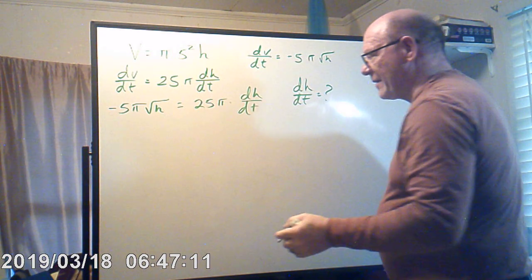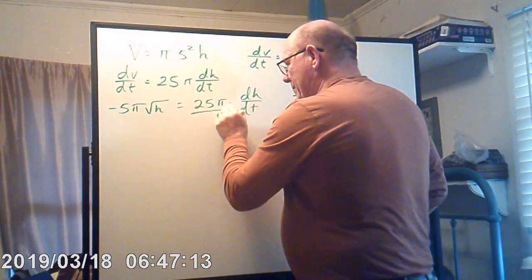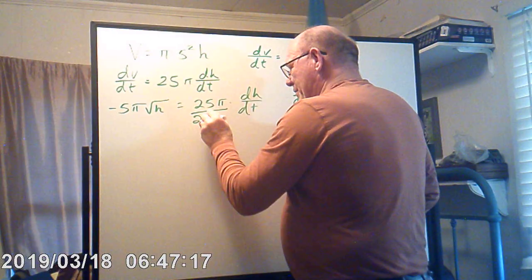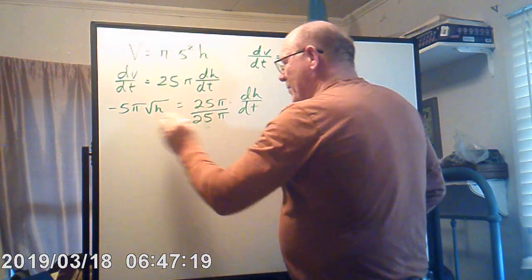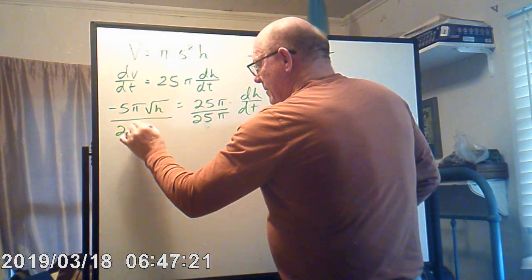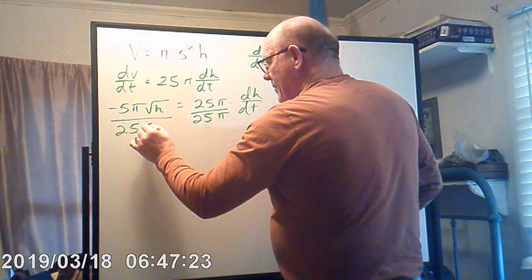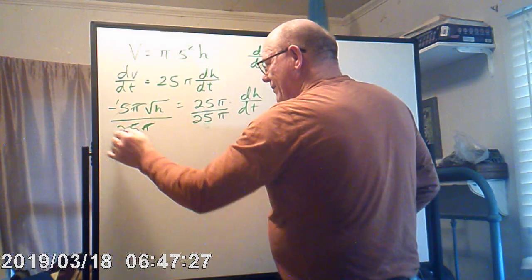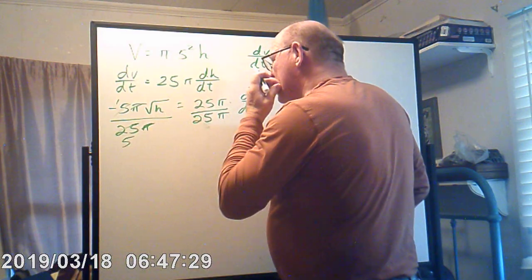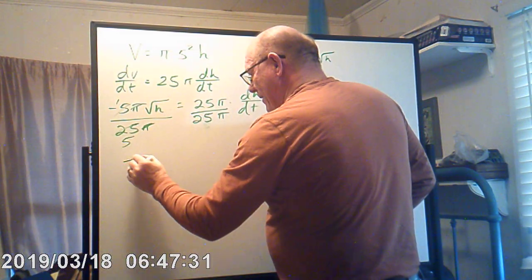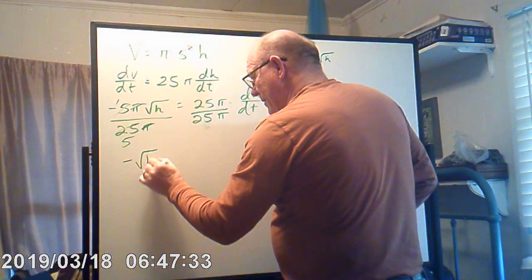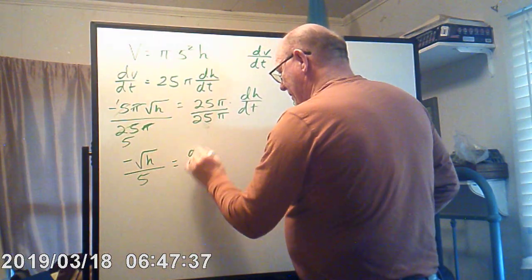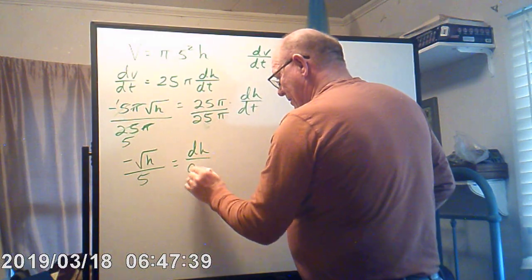Okay, well, this is multiplying, so we're going to undo it by dividing both sides by 25 pi. Notice that the pi's will divide out. 5 goes into 25 5 times. So we do have it. It's negative h, square root of h over 5 is equal to dh over dt.